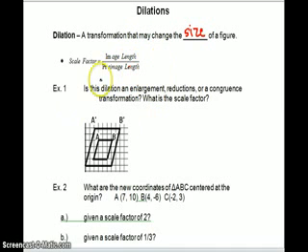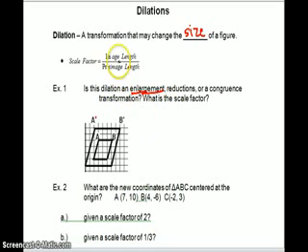Okay, we're going to look at example 1. Is this dilation an enlargement, reduction, or congruence transformation? What is the scale factor? All right, well, we know it's not a congruence because it's a different size. Okay, the new one, we are told, is the one with the primes. So since the one with the primes is bigger, this is going to be an enlargement. So I'm going to circle that.